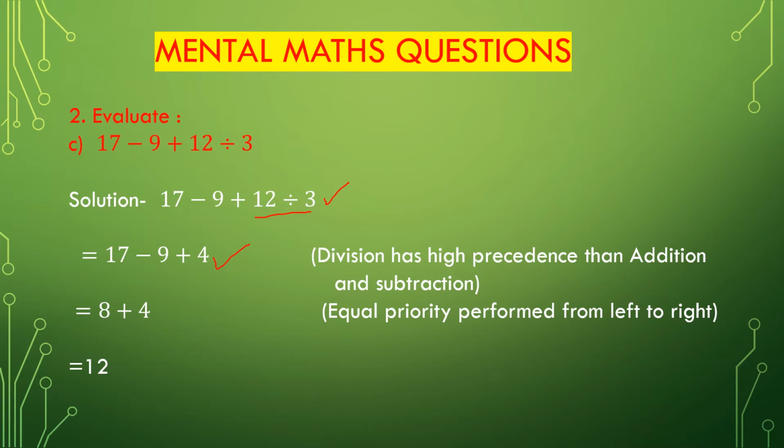Now addition and subtraction have equal priority. We know equal priority operations are performed from left to right. So first we subtract 17 minus 9. 17 minus 9 is 8. Now add 8 with 4. 8 plus 4 is 12. So we get 17 minus 9 plus 12 divided by 3 equal to 12.